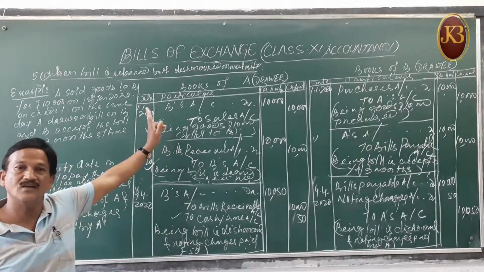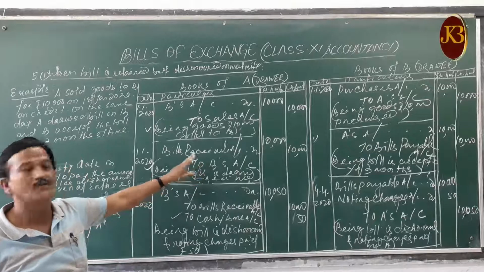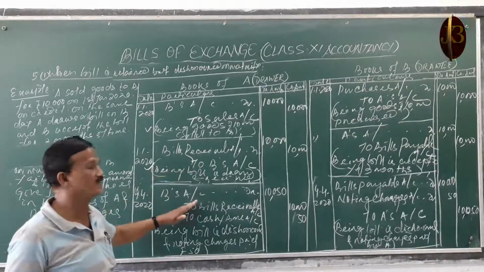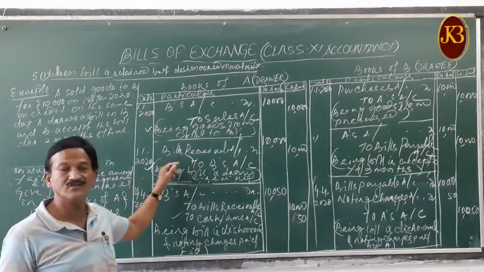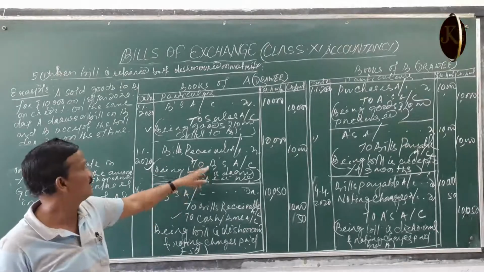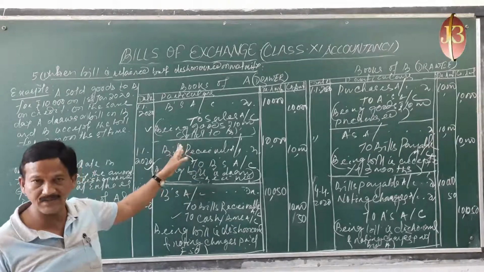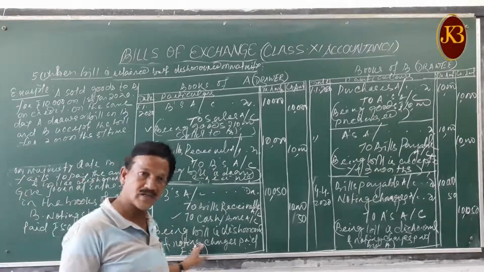First entry, sale of goods entry. Second entry, bills receivable entry. Then third entry, dishonor entry. So whatever the second entry you have done, just the opposite of that entry: the account that was credited there will be debited, and the bills receivable account will be credited.